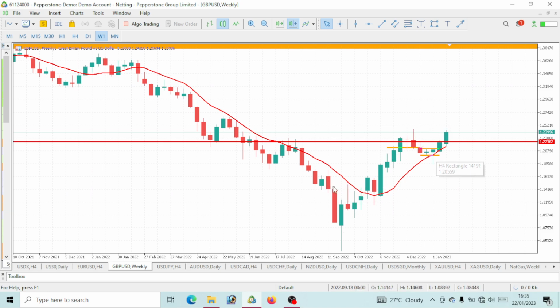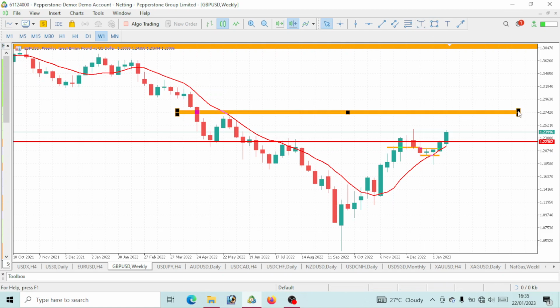You can also see it is still trading above our 10 period simple moving average. So this is the level that I am watching out for. If we don't hit it this week, then in 2 weeks time we should be able to hit it. This is a level of 1.27456. I'll repeat again, 1.27456. So let us watch out for that level.